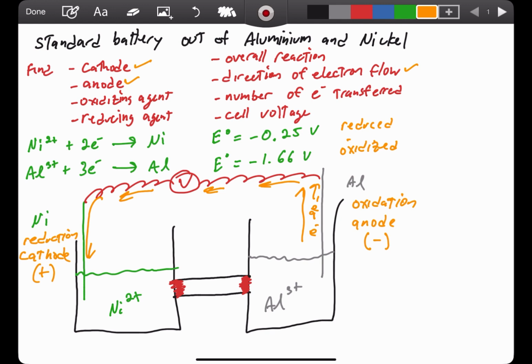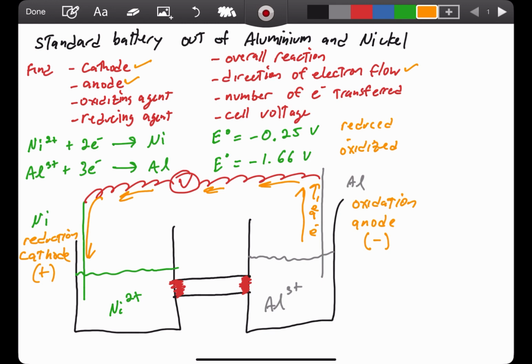Okay, we can do a couple of other things. I may need to go to the next page, but I'll see what I can squeeze onto this page first. We can look at our oxidizing agent and our reducing agents. And so we know that the nickel is being reduced. We know that the aluminum is being oxidized. So the thing that is being reduced means that it is the oxidizing agent.